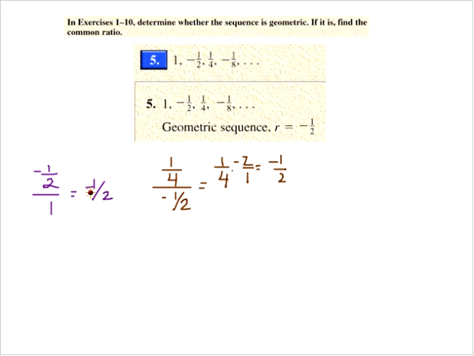Now every time I do this, my ratio should be -1/2 for it to be geometric. So let's take the third term and divide by the second. I do have to change this to a multiplication problem. Reducing, I get a -1/2. And I can keep going and testing if I want to, but I do notice that, in fact, it is geometric, and my ratio is going to be the -1/2.